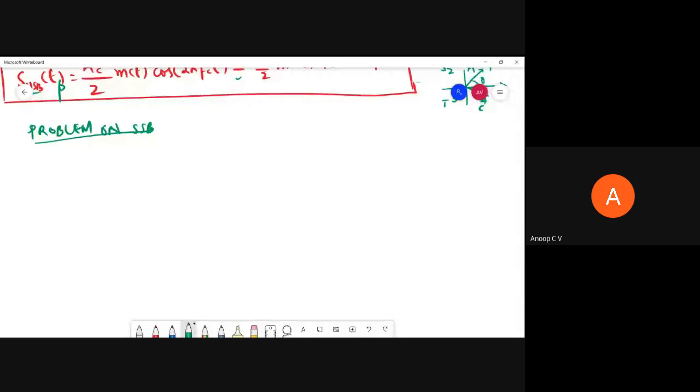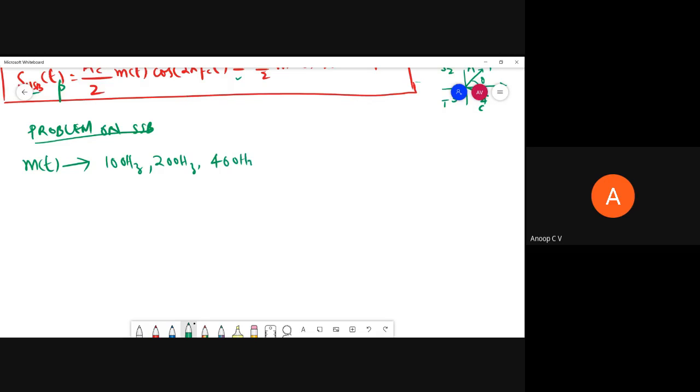Consider the message signal m(t) containing the frequency components 100, 200, and 400 hertz. Am I clear? Can you follow what I'm reading out? So consider the message signal m(t) containing the frequency components 100 hertz, 200 hertz, and 400 hertz.